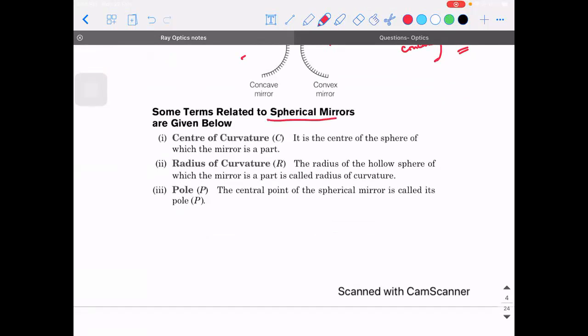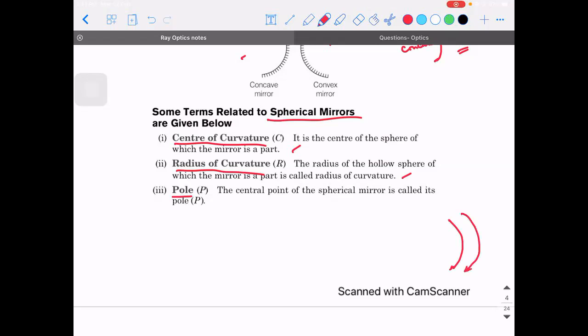So some terms related to spherical mirrors are center of curvature, radius of curvature, pole. So what is center of curvature? It is the center of the sphere from which the mirror is obtained. Radius of curvature is the radius of the hollow sphere from which the mirror is obtained. Pole is what? Pole is the central part of the spherical mirror.